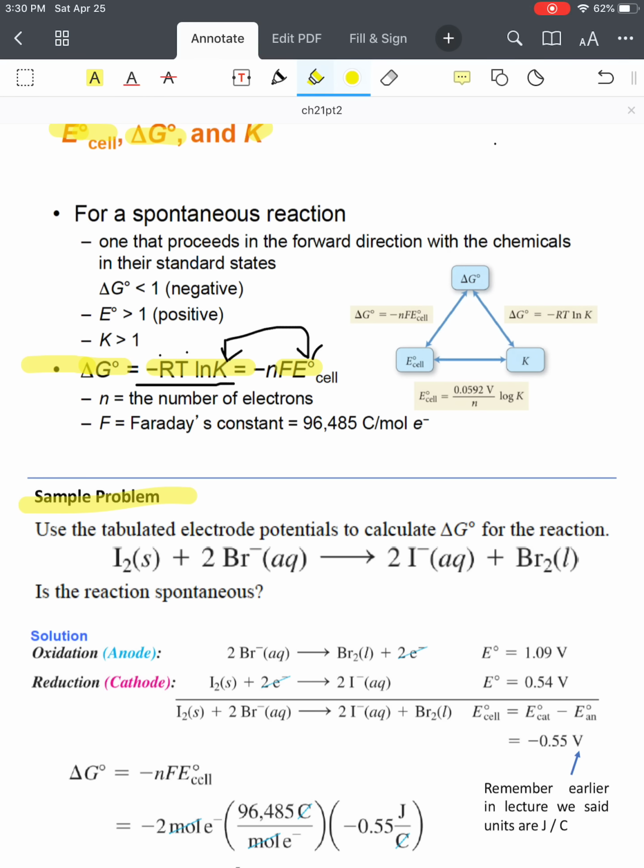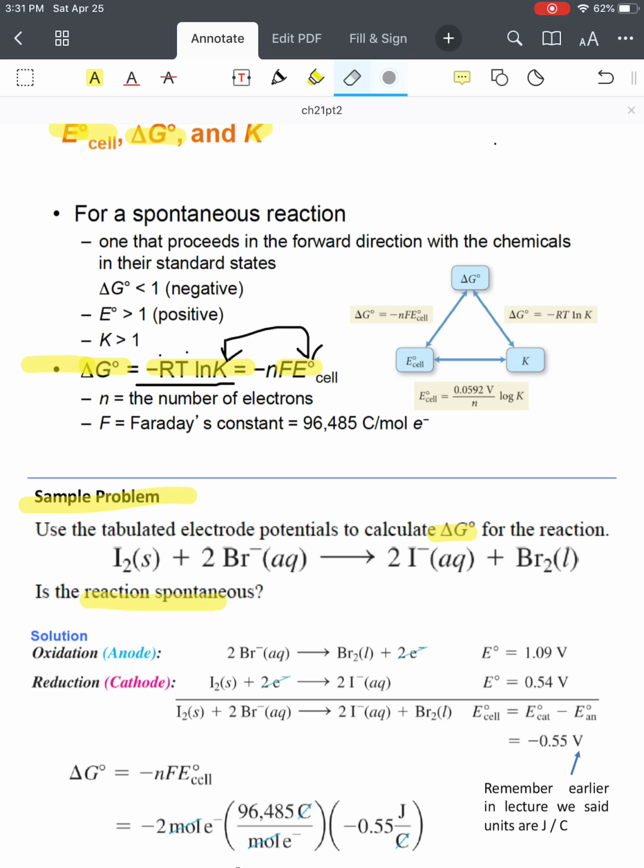So we want to use the tabulated electrode potentials to calculate delta G for the reaction that's given, and it looks like it's balanced already for us. We want to know, is this reaction spontaneous? Well, if we compute delta G, we better be able to tell whether it's spontaneous or not. Remember, if delta G is a negative number, that tells us yes, it's spontaneous as written. So can we compute delta G, and can we figure out if this is spontaneous or not? All these things are intertwined because of that equation we just talked about.